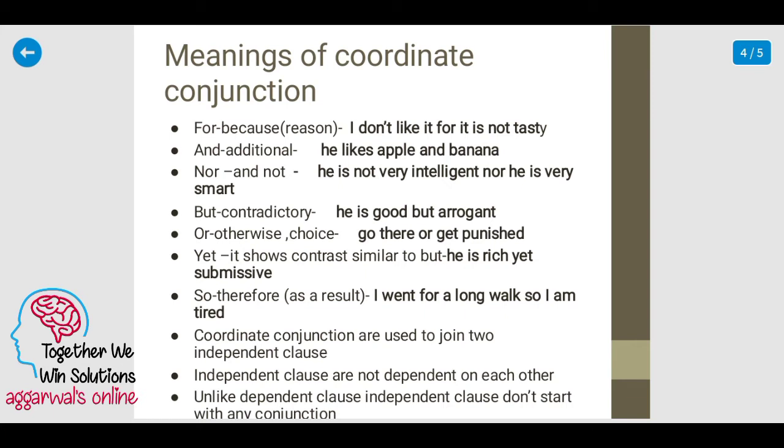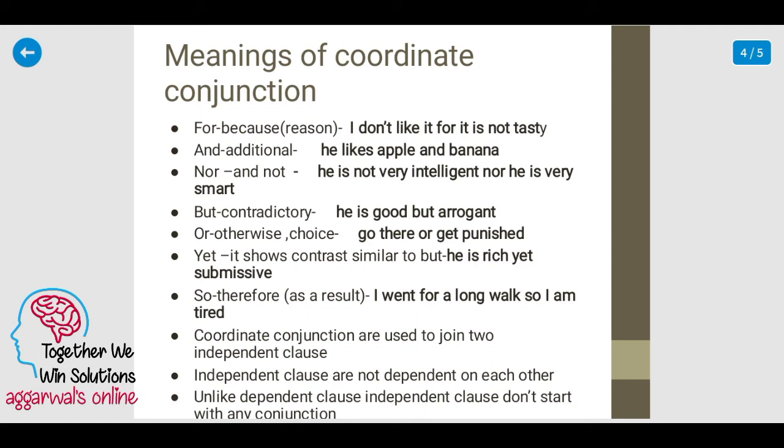See, I don't like it is an independent clause, because a coordinate conjunction always joins two independent clauses. I don't like it is an independent clause. Why? Because it can stand on its own. For it is not tasty. Now for is used to join I don't like it with it is not tasty. For is used to join two independent clauses. What are those independent clauses? I don't like it and it is not tasty.